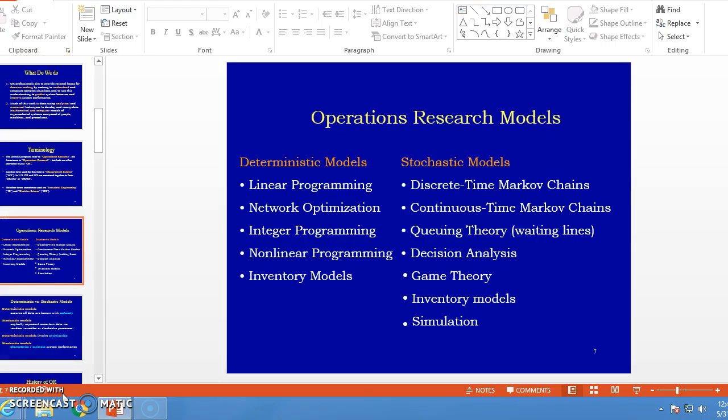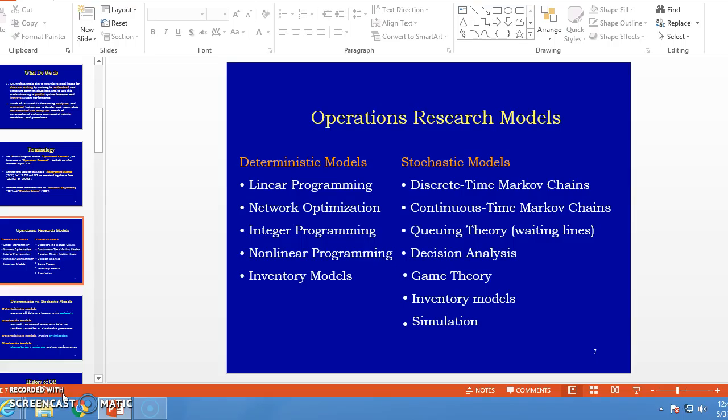The next one is operations research models. It has two models. First one is deterministic models and the second one is stochastic models. Deterministic models have five models. First one is linear programming, second one is network optimization, third one is integer programming, fourth one is non-linear programming, fifth one is inventory model.